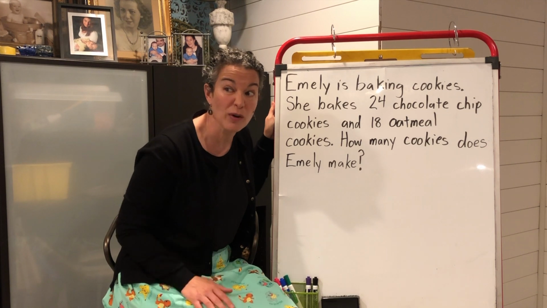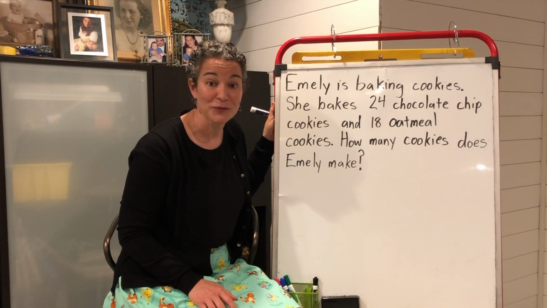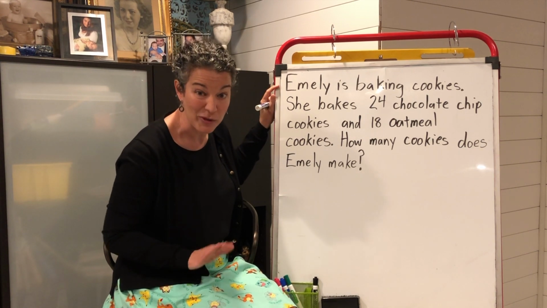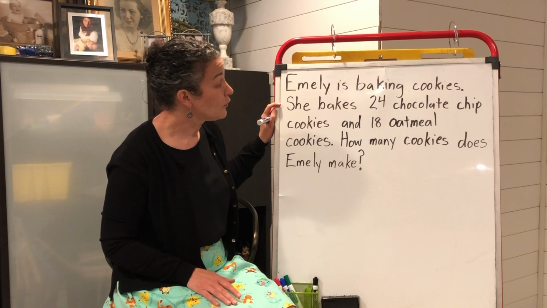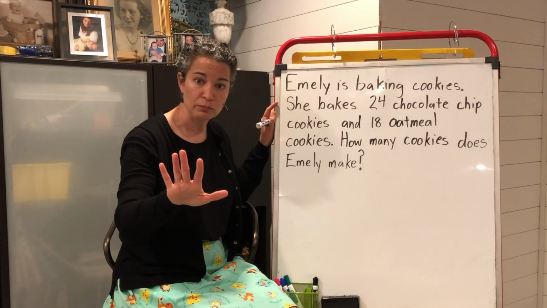Penny says we should figure out what we're starting with. All right, let's do that. Let's read through it and figure it out. Emily is baking cookies. Nice to know, but it doesn't help me solve it. She bakes 24 chocolate chip cookies and 18 oatmeal cookies. So we just found it.